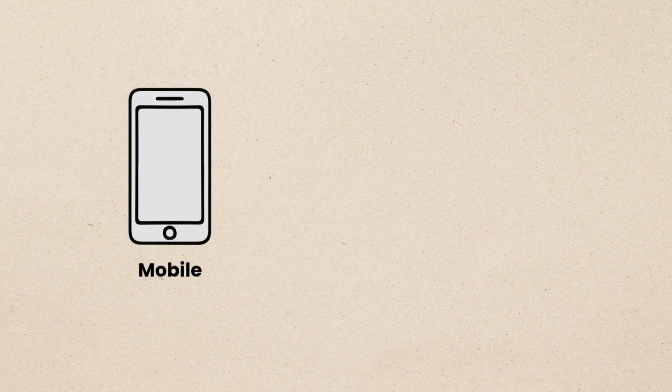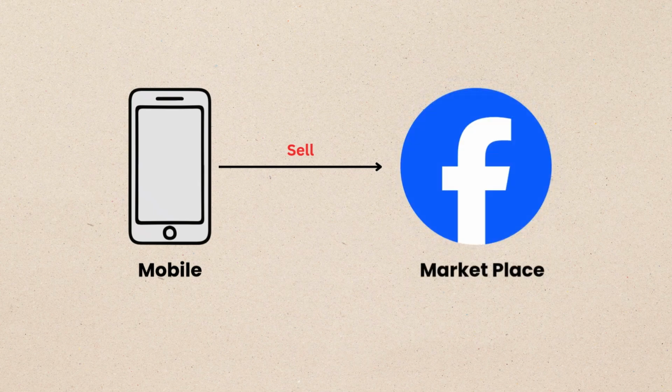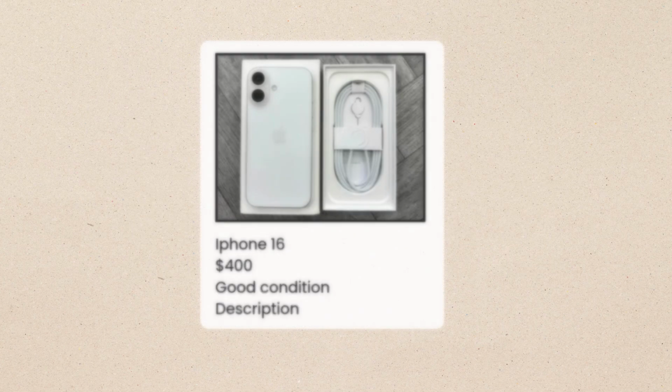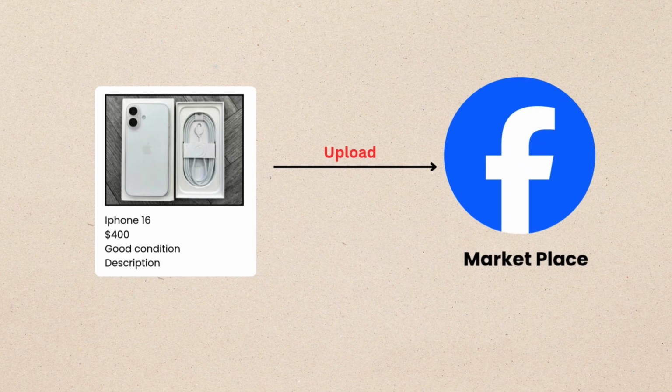Suppose you want to sell your used mobile phone. Today, many people use Facebook Marketplace to sell their products. If you want to sell your phone, what do you normally do? First, you take some pictures of the phone, then you add product details such as model, price, condition, and description, and upload it to the Facebook Marketplace.